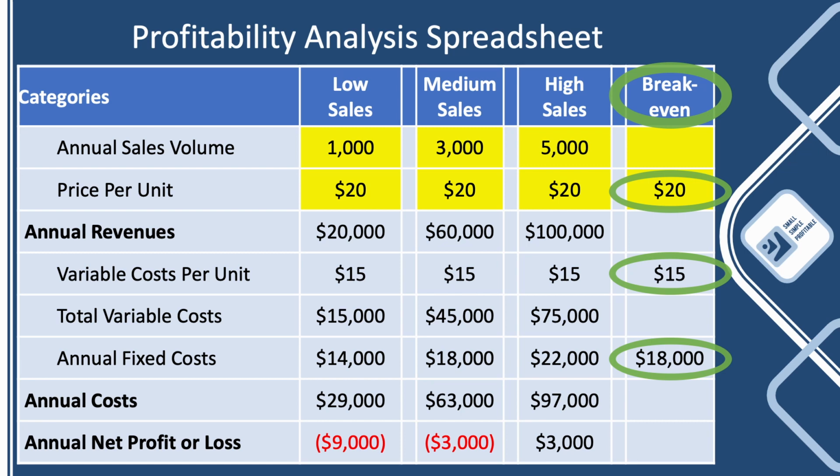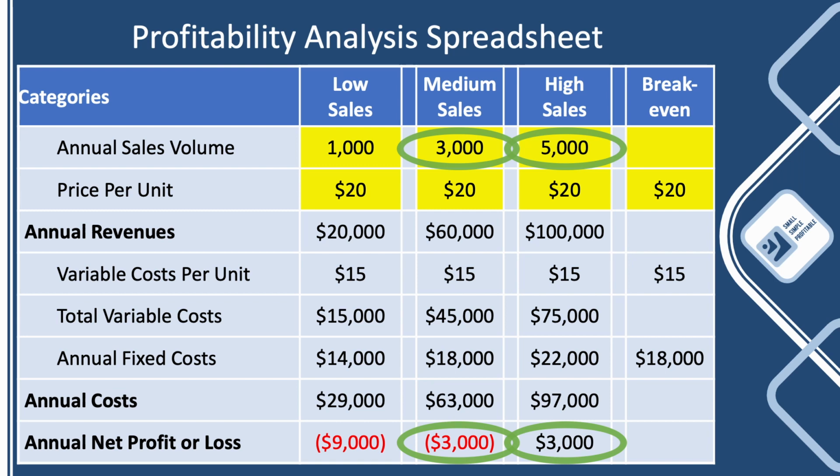The first step to calculating your break-even in this example is to fill out the price and costs information in this spreadsheet. First, I'll repeat $20 an hour as the price I'm charging per hour of language lessons. Next, I'll repeat $15 an hour as the wage I'm paying my part-time employee for conducting language lessons. Finally, I'll repeat the annual fixed costs of $18,000 from the medium sales column.